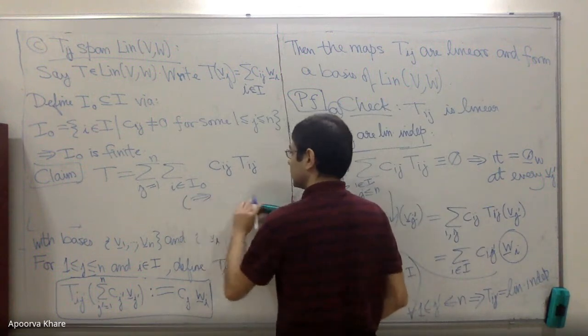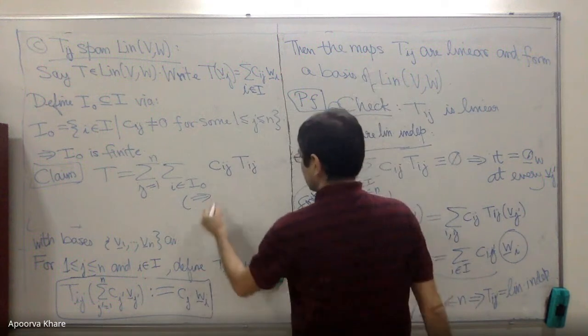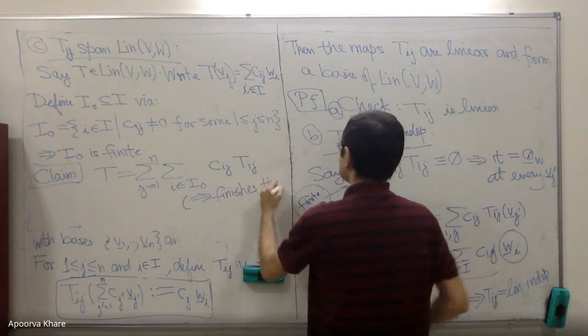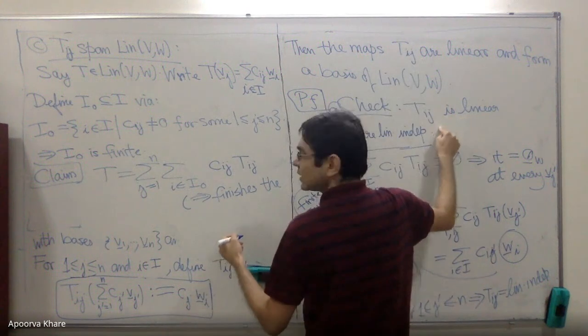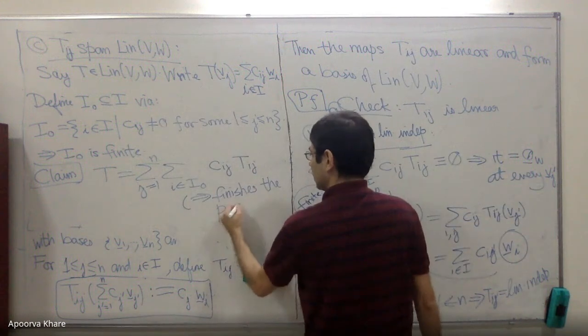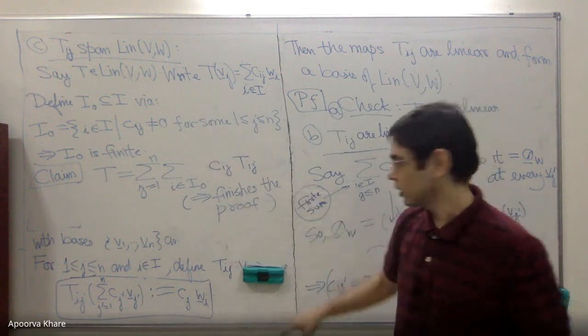This would imply that the map eta is onto. This would prove the theorem. Finish it. These maps are linear, they form a linearly independent system, and they form a spanning set. Therefore, they are a basis. So once I prove the claim, the theorem is proved.